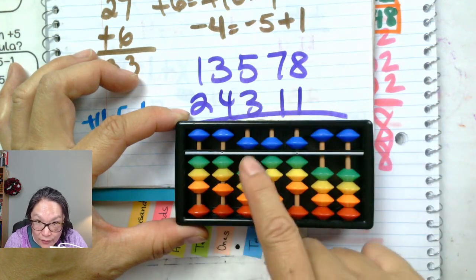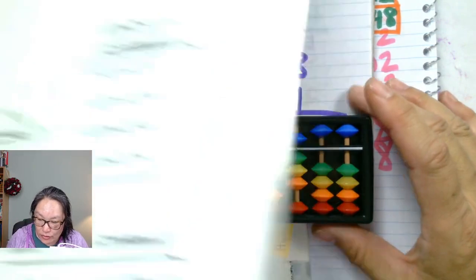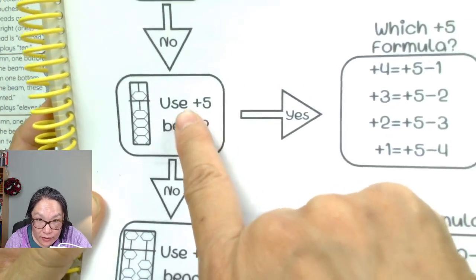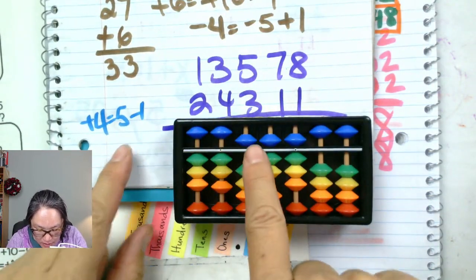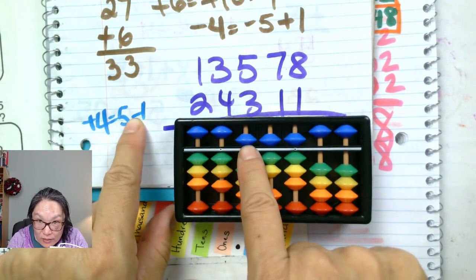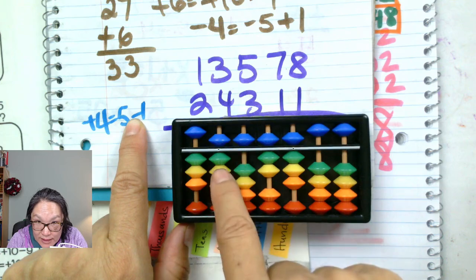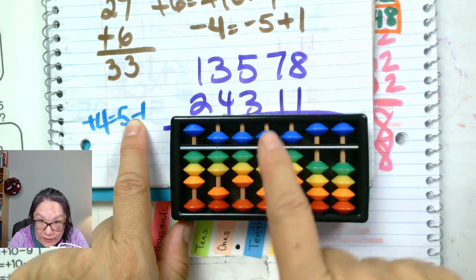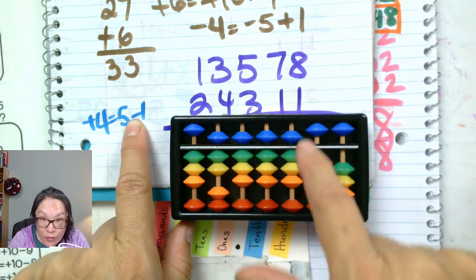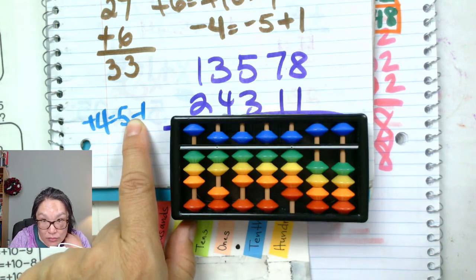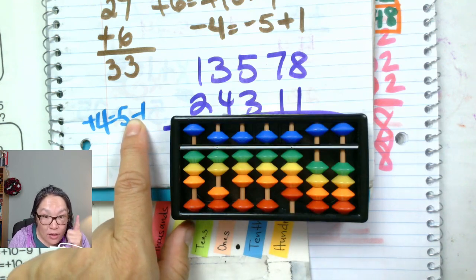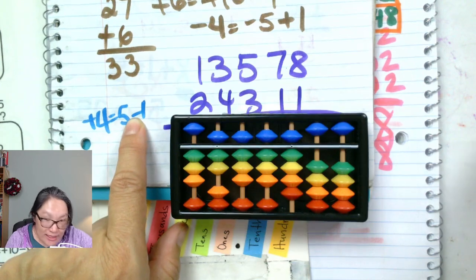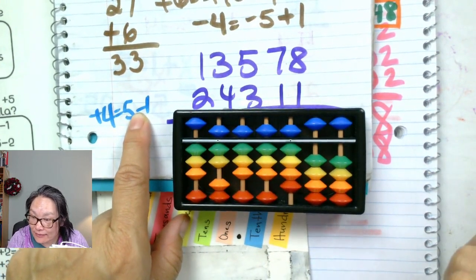No, I cannot add the 4. So again, can I add the 4? No. Can I add the 5? Yes. So it is plus the 5 minus the 1. So I plus the 5, take away the 1. And then do I have enough for 3? Yes. Do I have enough for 1? Yes. Exactly. Plus the 5 minus the 1. So we did something hard. Now it's something easy. Make sense?